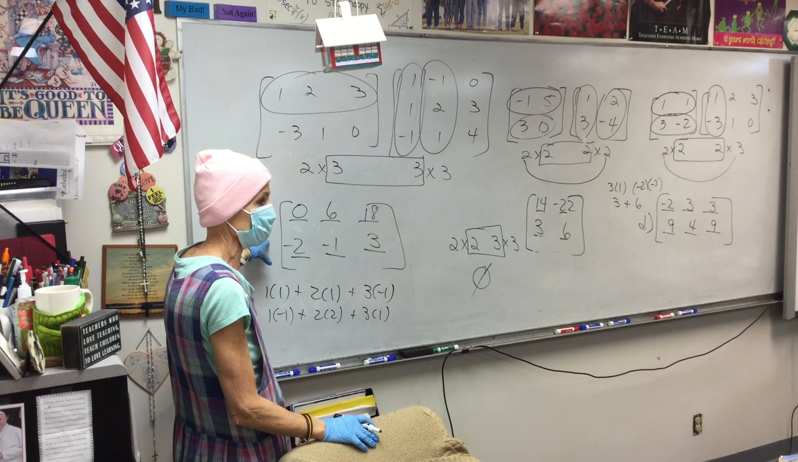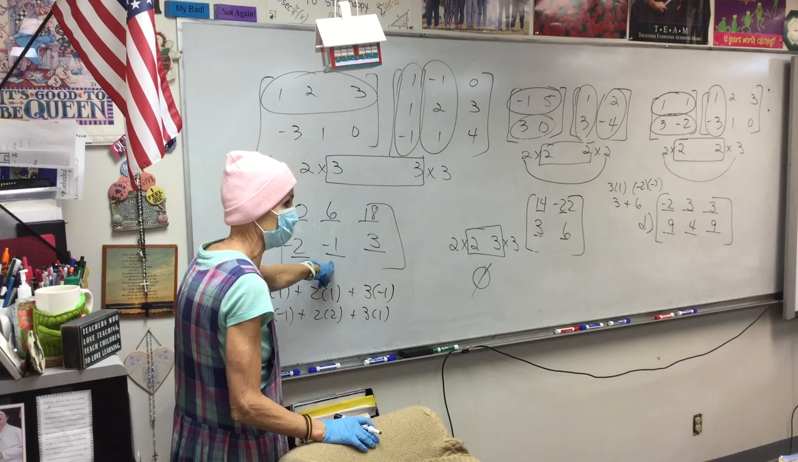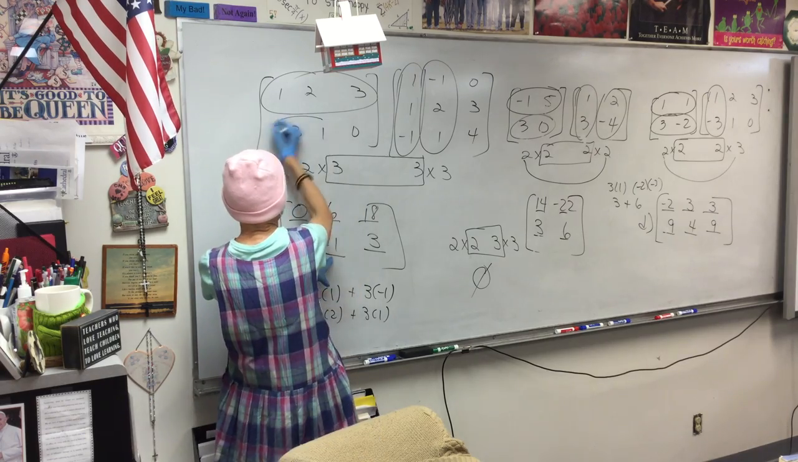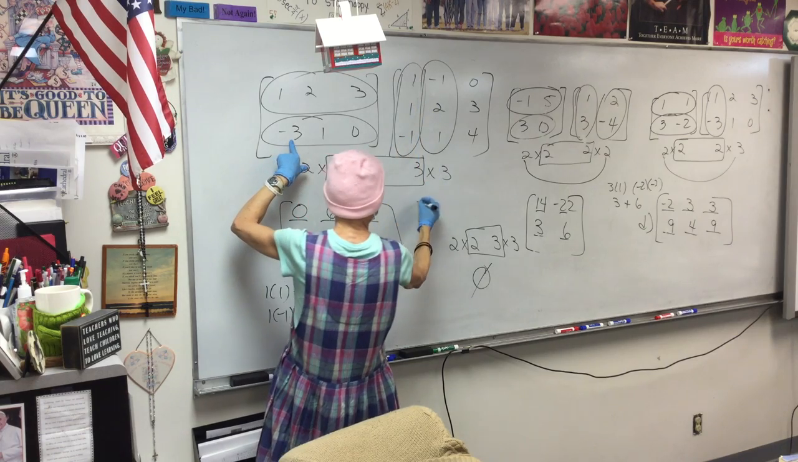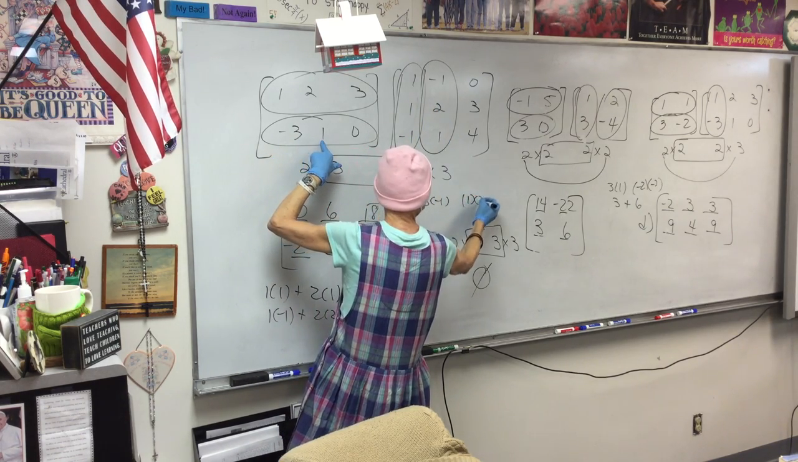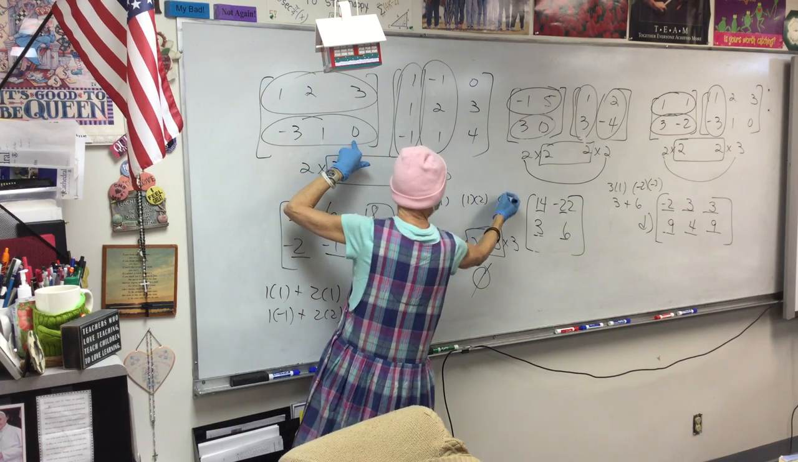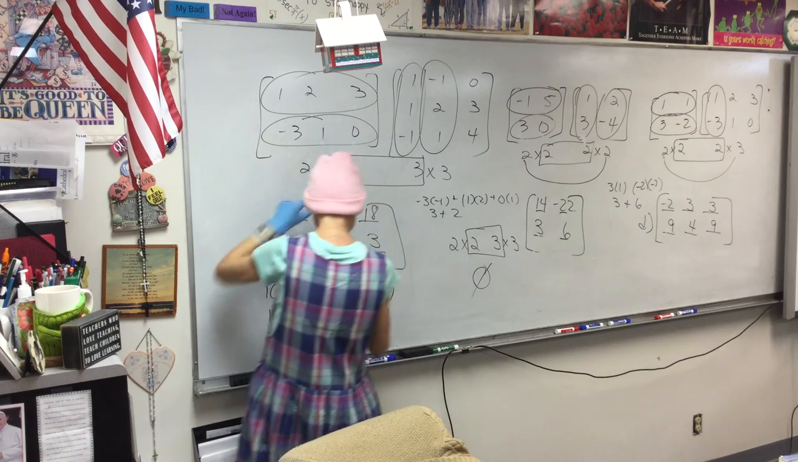I think mine's off. Yeah. All right, let's do second row, second column. So that would be negative 3 times negative 1, 1 times 2, and 0 times 1. That's 3 plus 2, that would be 5.